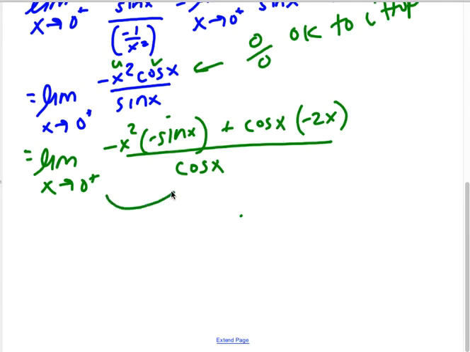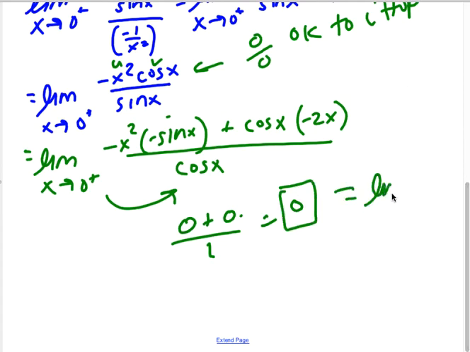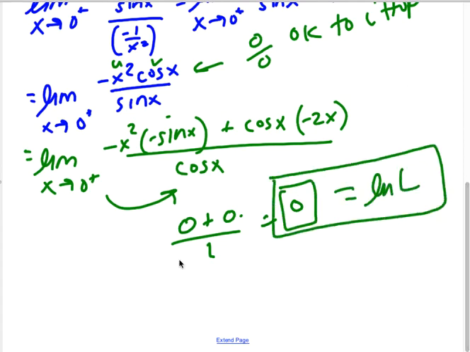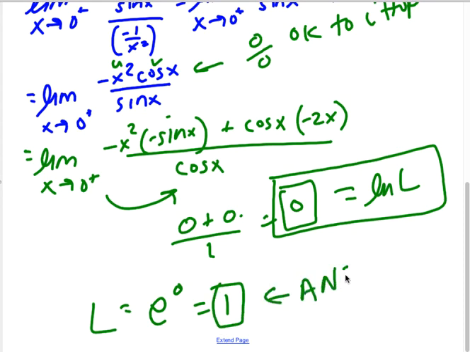Now when I plug in, the bottom's just a 1. So when I plug in, I'm going to get 0 plus 0 over 1, which is 0, and my answer is 0. But recall that this was one of those situations where 0 was equal to natural log of L. So my L is going to be e to the 0, which is 1. And that's my final answer. So again, not a short problem, but that's okay, right? These are harder than what you'll likely see on an AP.